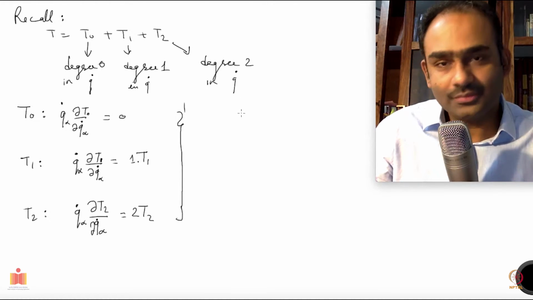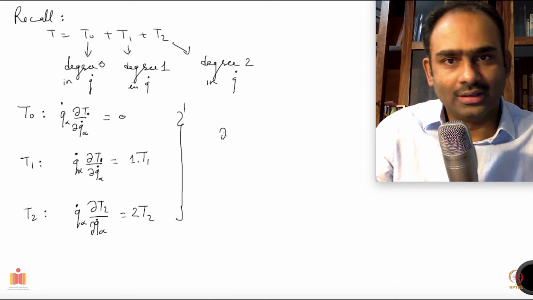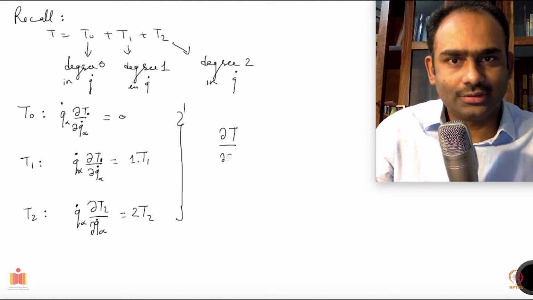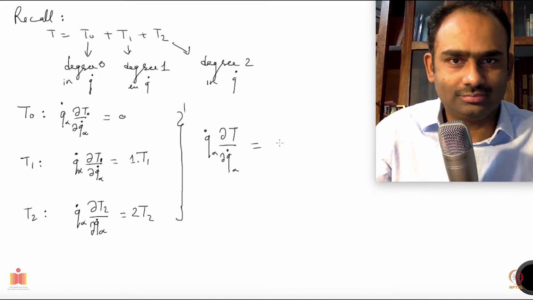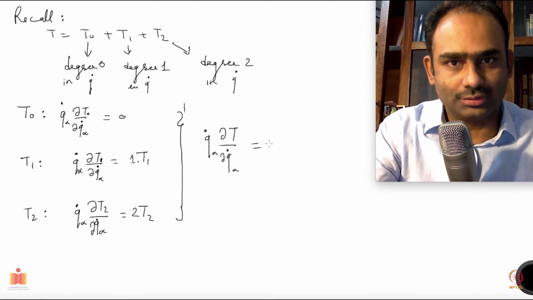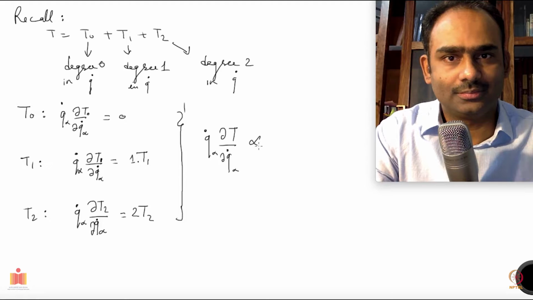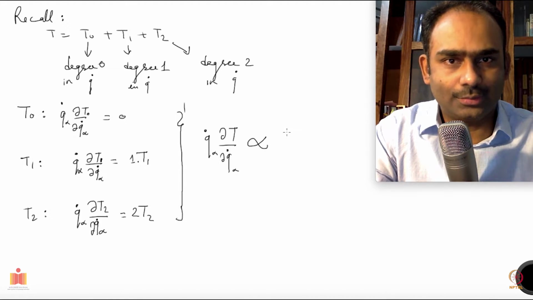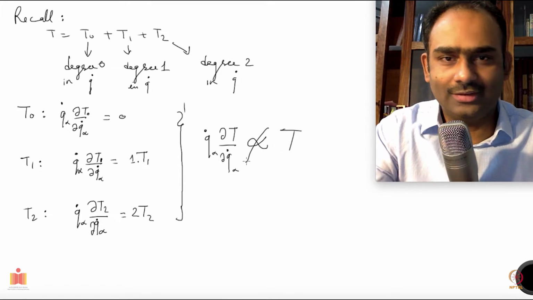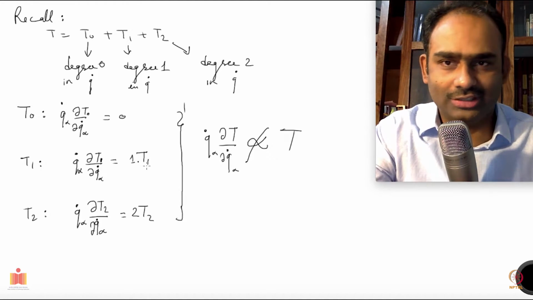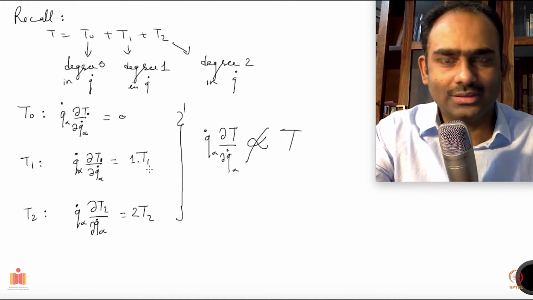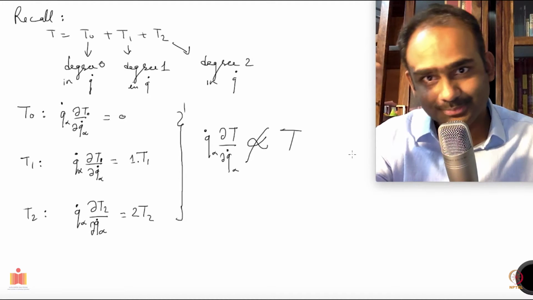Which means in general, if you are taking a derivative with respect to Q alpha dot, this will not be proportional to T. It will not be proportional to T because this guy becomes 2 times T2, this guy becomes T1, and this guy is 0. So it cannot be proportional to T in general.